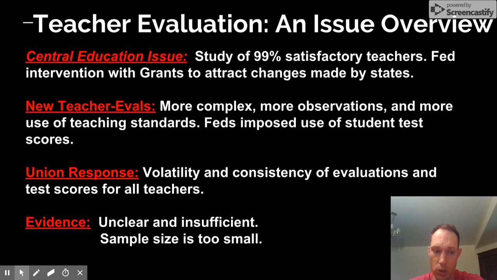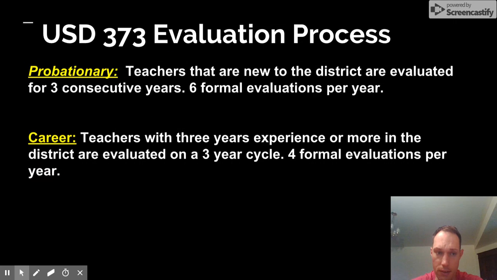The union response to this is about the validity and consistency of evaluations and test scores for all teachers: how can this be fair for all teachers? There's not a cookie cutter method for an art teacher in grade school or a PE teacher at the high school level, if they don't have test scores for students, as compared to a math teacher at the high school level. Even comparing evaluations for grade school teachers and high school teachers, there's not consistency. So the evidence is unclear. It's insufficient. We're too early in this process. The sample size is still too small to really have any evidence or understanding of what's going on.